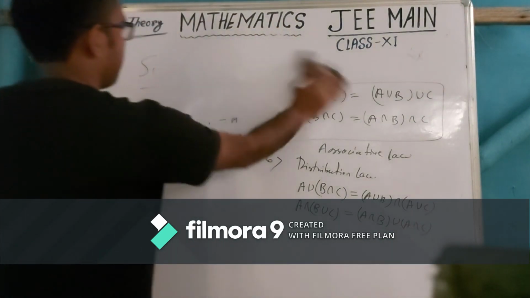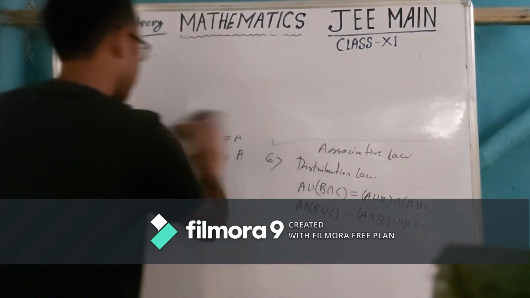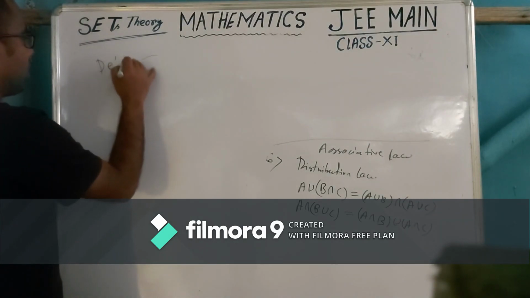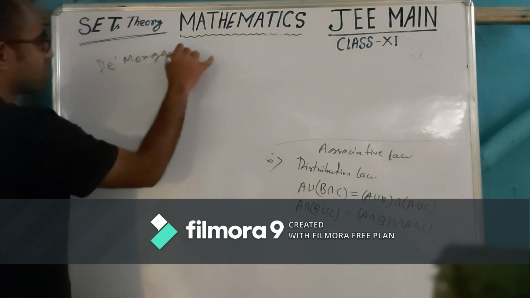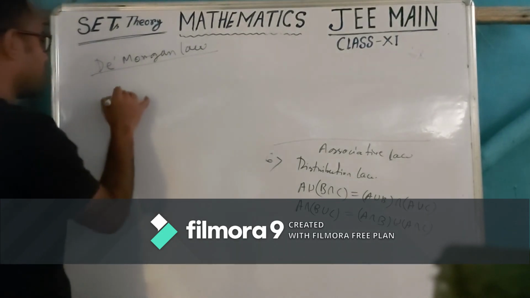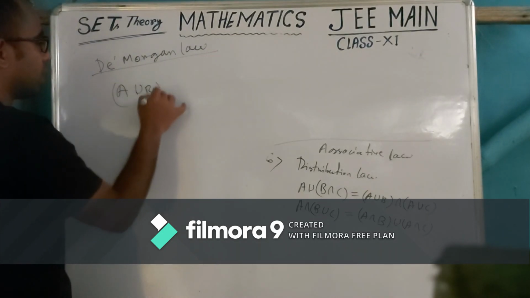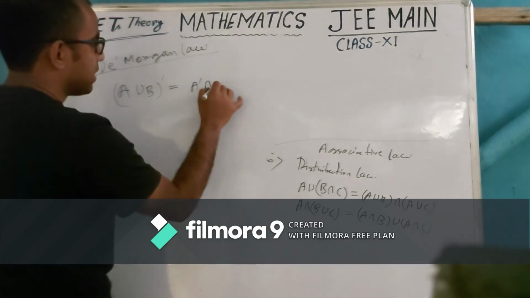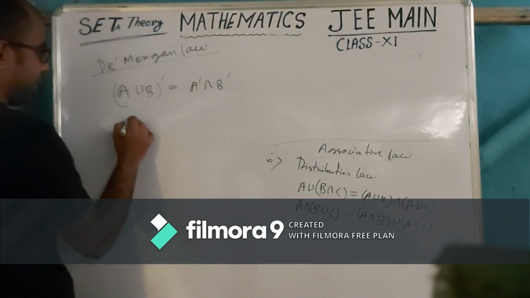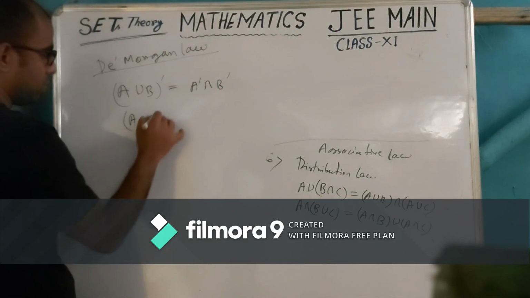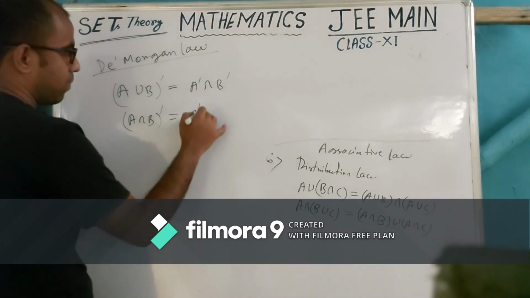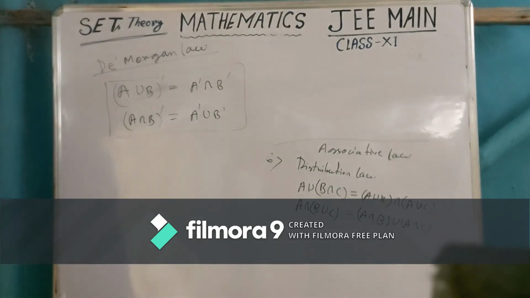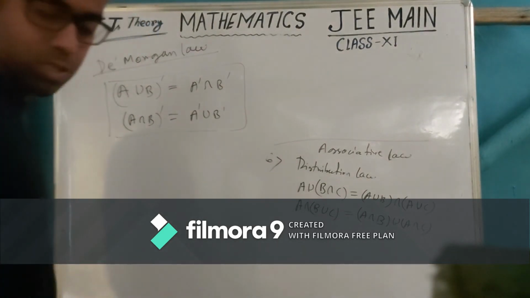And another formula, this is called De Morgan's law. The complement of A union B equals A complement intersection B complement. Again, the complement of A intersection B equals A complement union B complement. These are very important for previous exams.